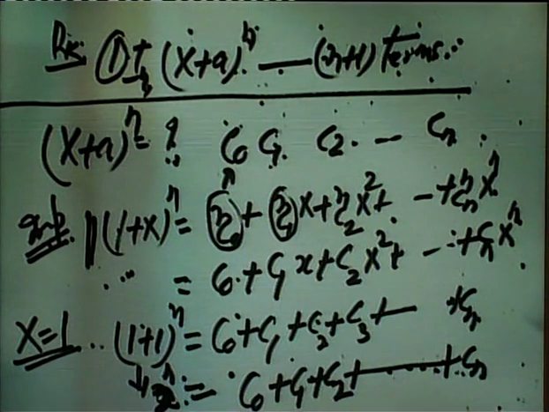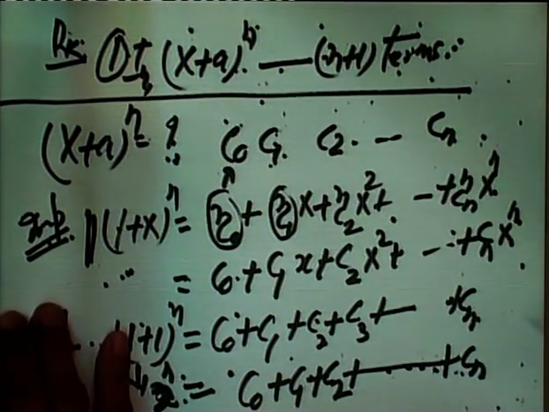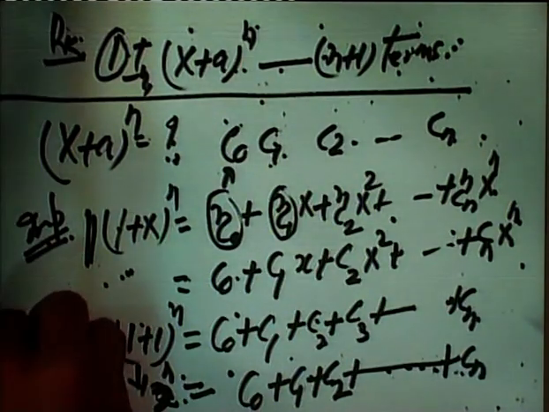Important result, that is C0 plus C1 plus C2 plus Cn, that is nothing but the sum of the binomial coefficients, that is 2 raised to power n. Let us take one more simple issue regarding this expression.